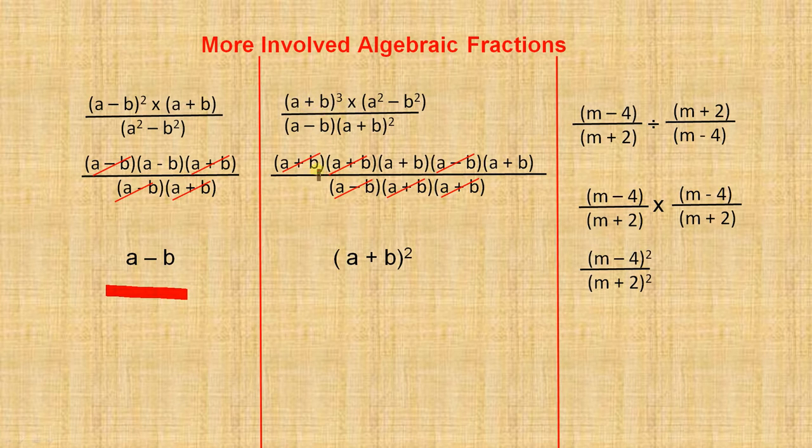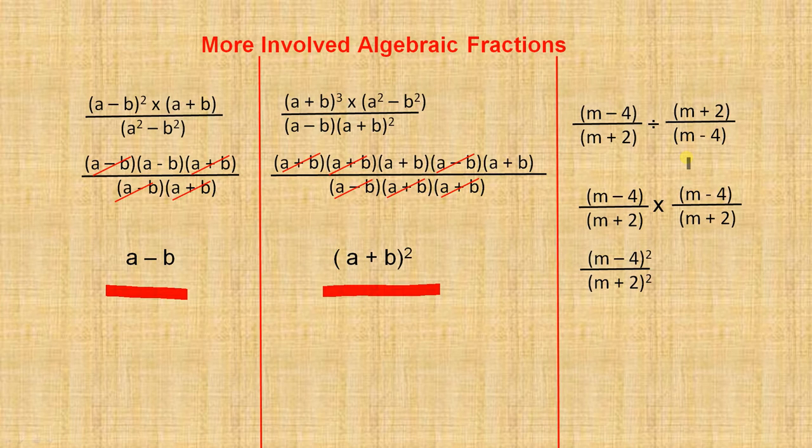Very similar here. The a plus b, I've written it down 3 times. A squared minus b squared is a difference of 2 squares. There's the a minus b, and the a plus b squared just here. What we do now, we cancel a plus b and a plus b there, a plus b and a plus b there. We cancel a minus b there and a minus b there, and we are left with a plus b times a plus b, which is a plus b squared, and that's the answer.